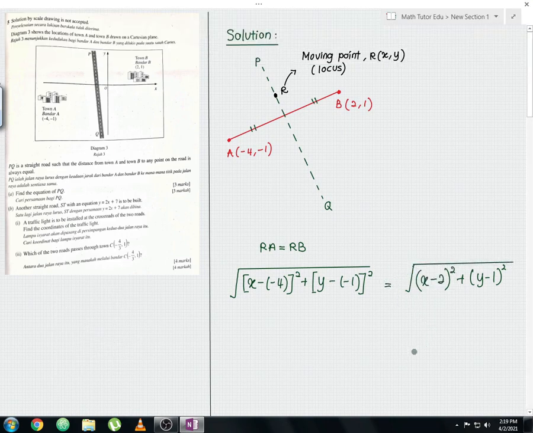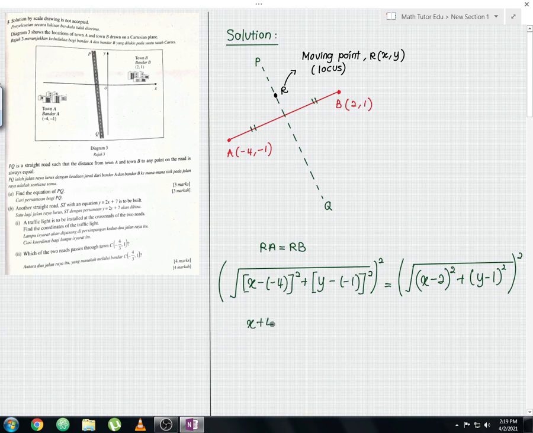Okay, so far so good. So for the next step, what we're going to do is eliminate this square root on both sides. So how are we going to eliminate the square root? We're going to square both sides in order to eliminate the square root.